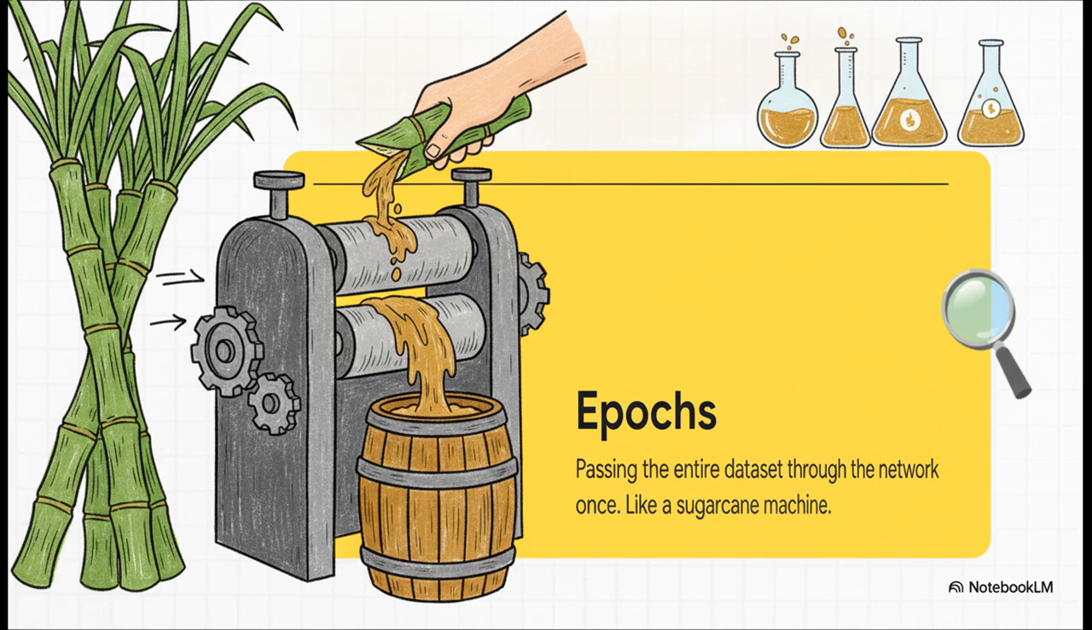Think of it like an old-school sugarcane machine. Imagine a stalk of sugarcane is your dataset. Passing that whole stalk through the crusher one time to extract the juice, that's one epoch. But there's usually still some juice left in there, right? So you fold the sugarcane in half and pass it through a second time. That's epoch number 2. You run your data through the model over multiple epochs to extract all those hidden learning patterns and squeeze every single drop of knowledge out of your dataset.